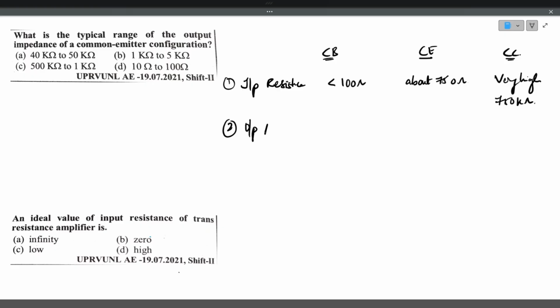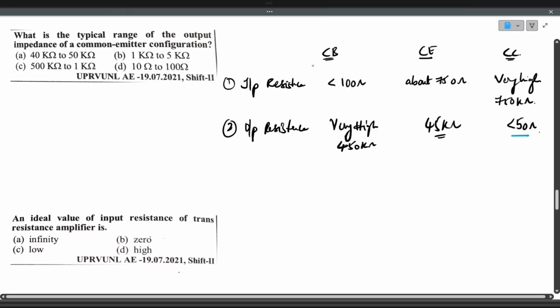Similarly, the output resistance for common base is very high, that is 450 kilo ohms. They may ask any kind of questions in the examination: common base, common collector, common emitter. For common emitter it is 45 kilo ohms, and for common collector it is less than 50 ohms. So which configuration has the least output resistance? The answer is common collector.